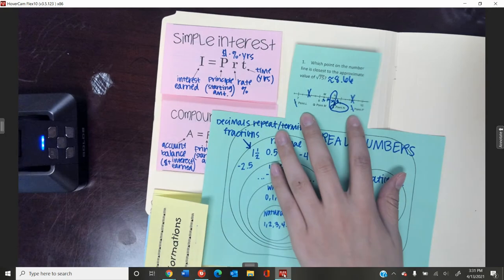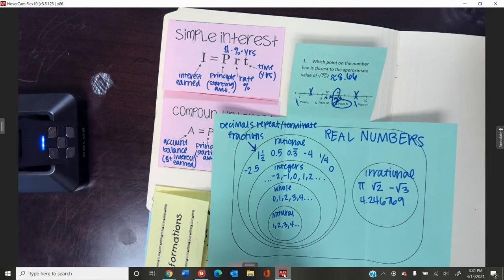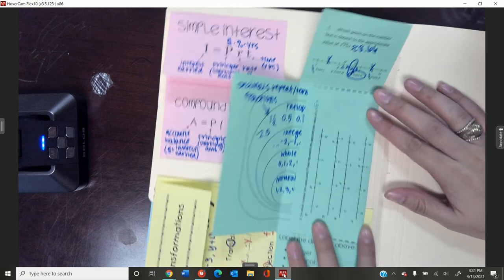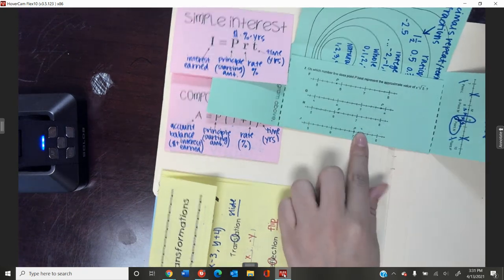Okay, so going and looking at your foldable, this is what you should have written down for example number 1. So now I'm going to go ahead and close my flaps, and we're now going to be looking at number 2. So this is where we're at now.